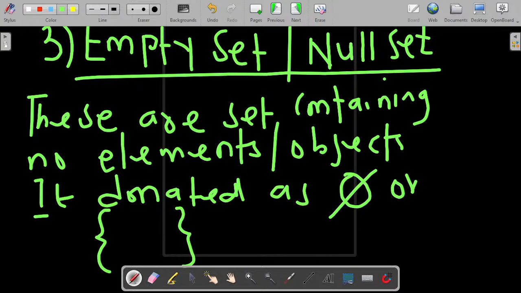So anytime you see a symbol like this, either this or this, it means that it represents what? An empty set. Or what's the other name for an empty set? It's a null set, meaning a set with no elements or objects. That's what we call an empty set.